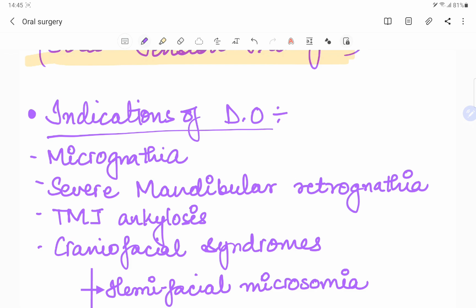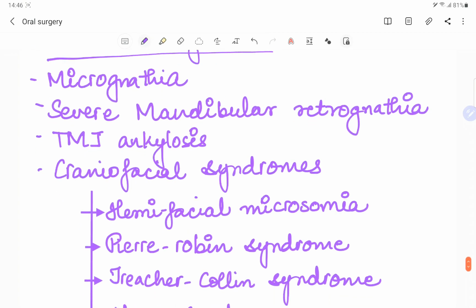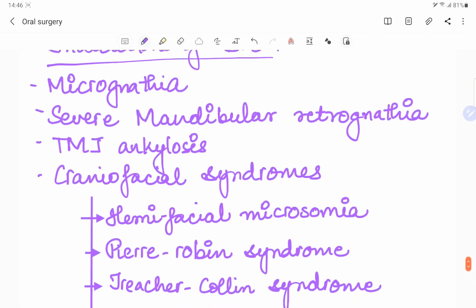Another thing is there is no requirement for a donor site in case of distraction osteogenesis. This is the best thing, and moreover it not only grows the bone, it grows the surrounding soft tissue. So there is no requirement for a soft tissue graft also. It works on histogenesis, that means building the histological tissues, right? So whenever there is a defect in the bone, we can use distraction osteogenesis.